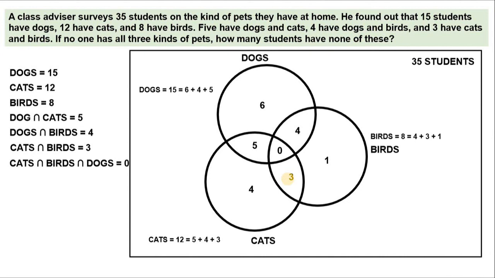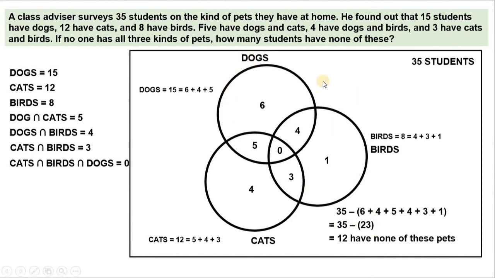Okay? So we have 35 students minus all the students as 6 plus 4 plus 5 plus 4 plus 3 and 1. So that's 35 minus 23. And we have 12 students have none of these pets. So those 12 students are outside these 3 sets. So nandito siya sa universal set. Okay? So that's an example of Venn diagram in solving word problem involving sets.